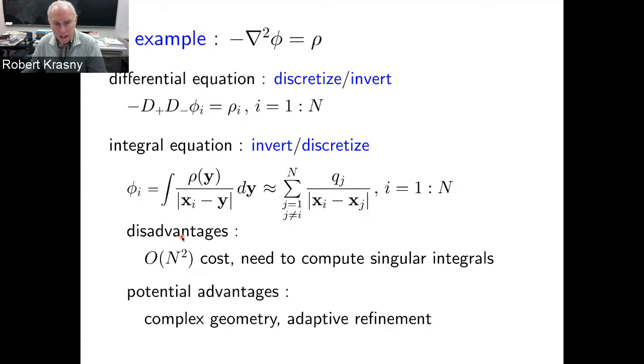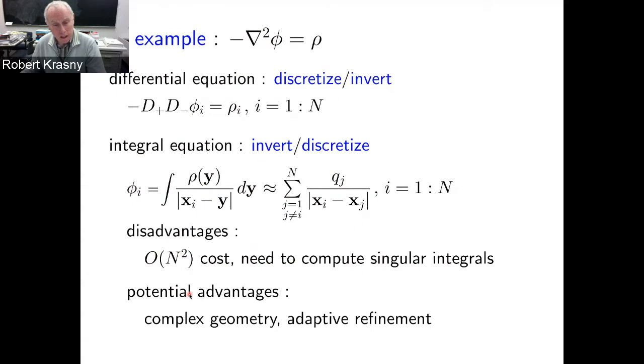Now, there are some disadvantages to the integral equation-based approach. First, for example, you have to do a loop over i and a loop over j, and so the O(n squared) cost is a disadvantage. We also need to compute singular integrals over here, you see, and so that presents issues as well. I'll focus today on the cost issues, but a lot of work has been done to reduce the disadvantages.